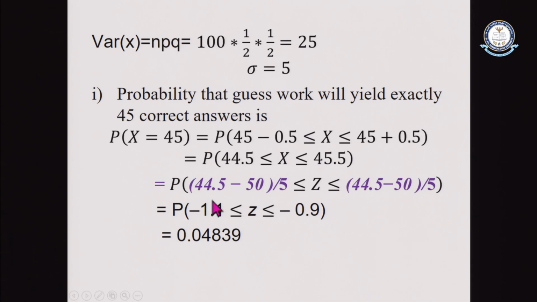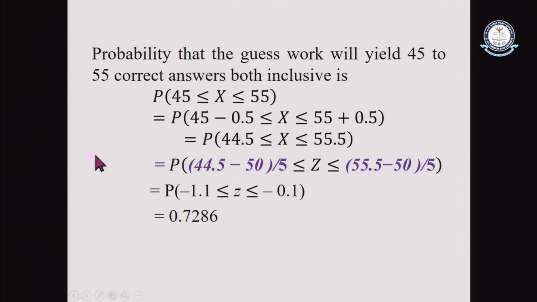Standardization, the general procedure. What is that? 44.5 minus my mean value, mu, which is 50, divided by the standard deviation, is less than or equal to z is less than or equal to 45.5 minus the same. Then, using the normal table, I got this value. Very little chance of expecting that answer. Very small value, that is 0.0483.